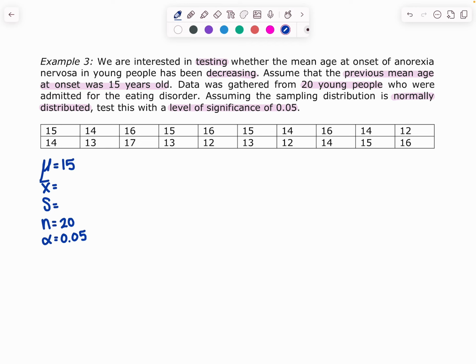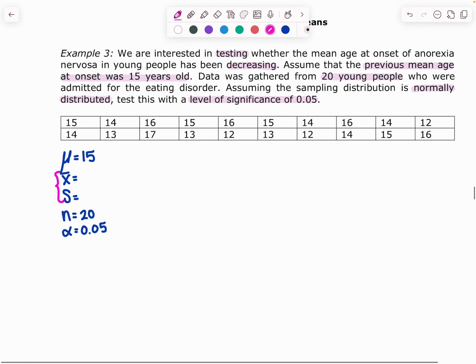What is not given to me in the initial paragraph is x bar and s. However, what I am given is the data set for the 20 young people. I have the ages of the 20 people in the data set. So what I can do is go and find these, just like I would any other data set.